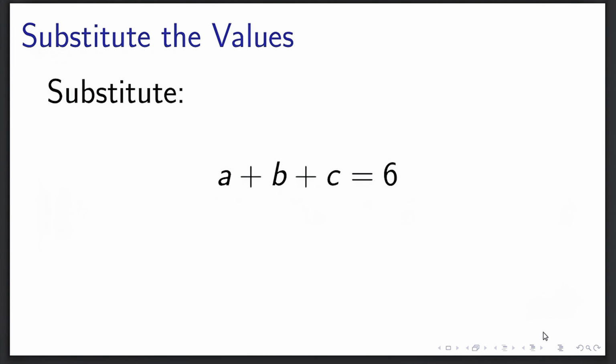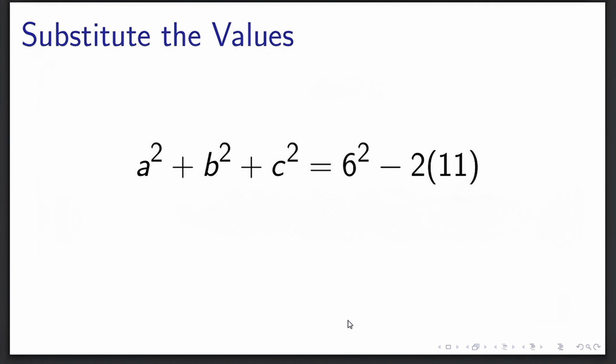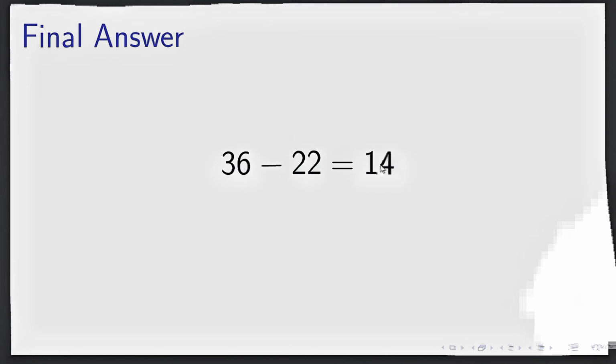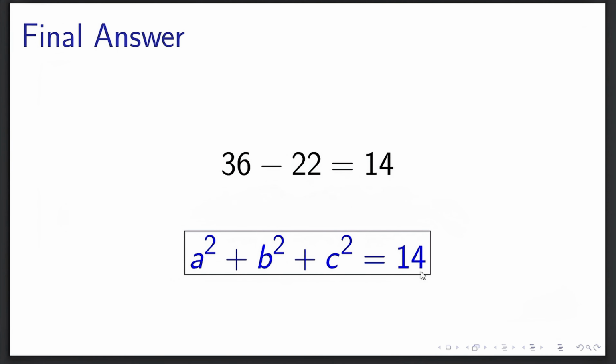Now after that, I'm going to substitute the value of a plus b plus c and the value of ab plus bc plus ca. When I substitute, I will get a square plus b square plus c square will be equal to 6 square minus 2 multiplied by 11. We know that 6 square is 36, and when I multiply 2 with 11, I will get 22. When I do the subtraction, I will get 14. This means we have the value of a square plus b square plus c square, which will be equal to 14. We just solved this problem by using one method.